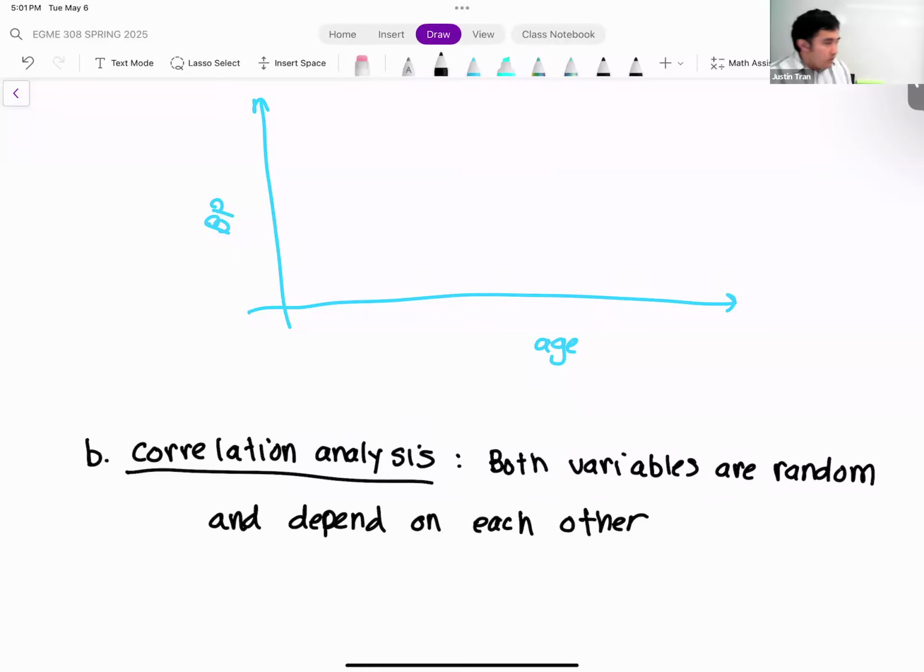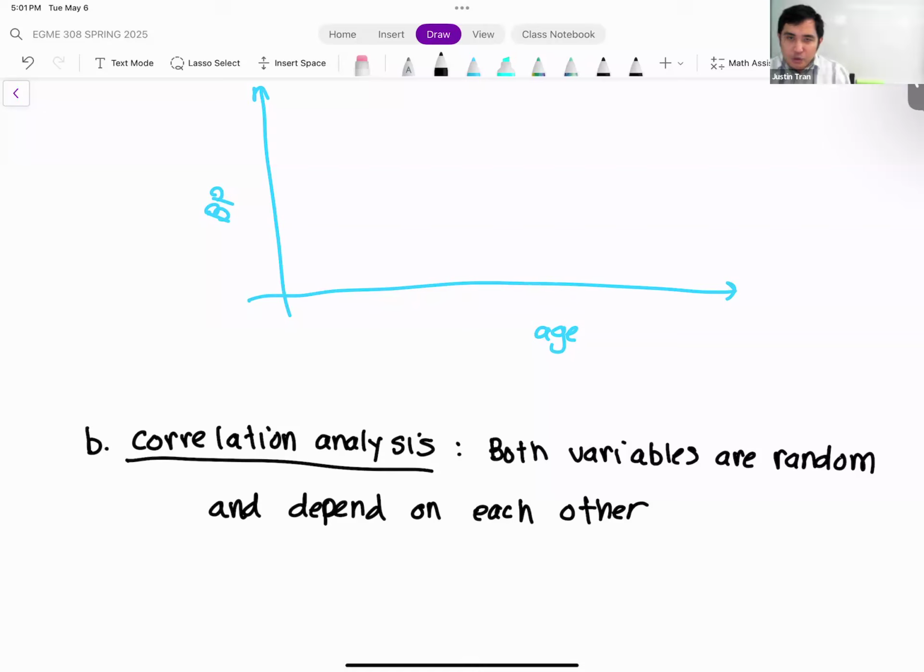Okay. So once you've established the type of analysis that you're going to do, and you've collected your data, right, you're going to have a scatter plot. Okay? Now, you can think of the scatter plot as just a presentation of the raw data or the raw measurements that you have for both of these variables.